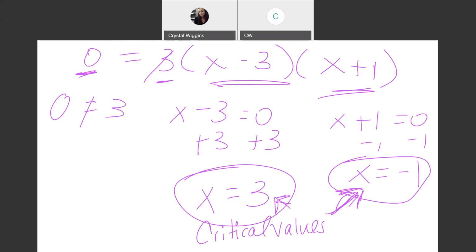What we know is that something's happening at these values. Either we have a max, local or absolute, a min, local or absolute, or it's possible it's just an inflection point, which is just a change in concavity. The only way to figure this out is to take a look at what's happening with the function. So let's write down what we have: critical values x equals 3 and x equals negative 1.